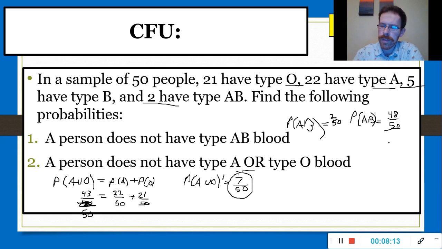Now let's go back to this. 48 out of 50 is pretty neat. It's pretty direct. Like 48 out of 50 people do not have type AB. But it's not a simplified fraction. It should be 24 out of 25.